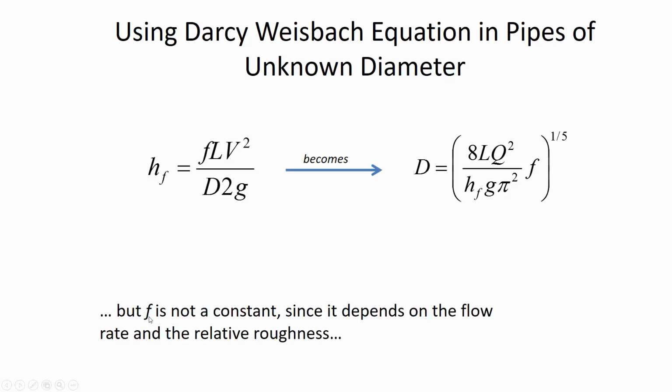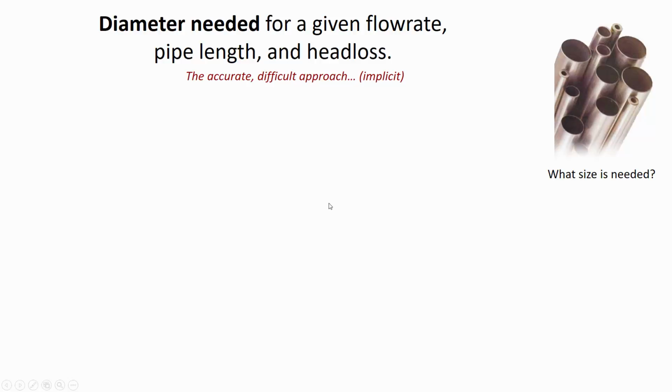Now, what makes it tricky, though, is the f value, because remember from the Colebrook equation, the f value is hard to calculate because it's implicit, but even if we use the Jain equation, which is the explicit equation, it's tricky because anytime we change the diameter of the pipe, we're changing the velocity of the water inside the pipe. So we have to do this in iterations, and that is what we're going to do with this accurate but a little bit more difficult approach for finding what size of pipe is needed.